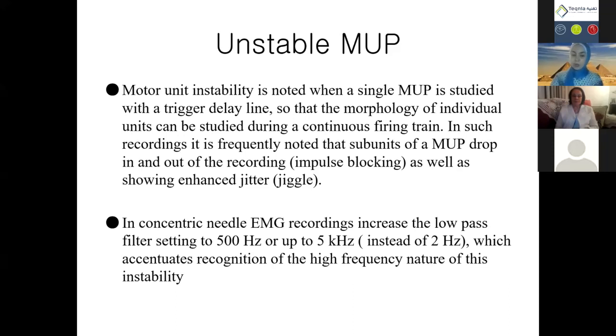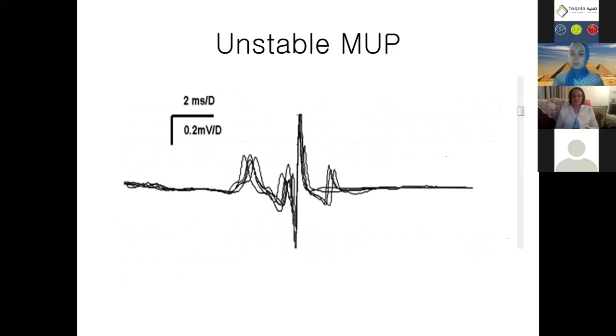I may have to change the filters a little bit so that I can see it clearly. And this is an example of what an unstable motor unit potential would look like. Okay, you can see that with the trigger delay line, there is an increased jitter, or we call it jiggle, and the different firings are not the same, because some parts of the motor units are blocked.